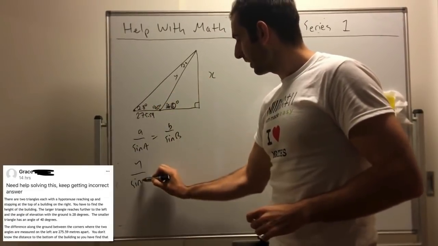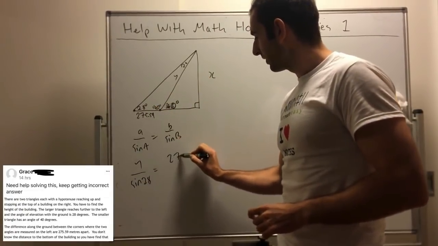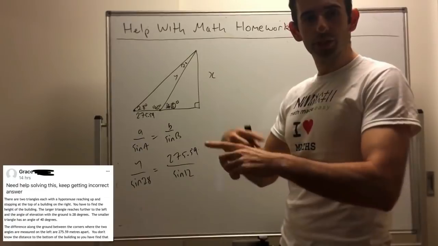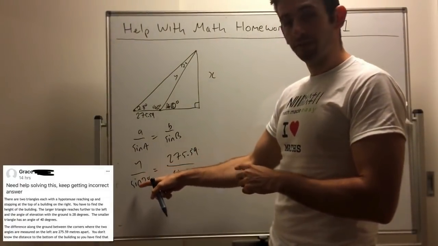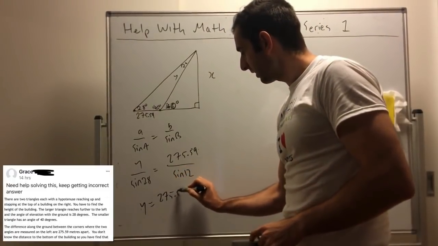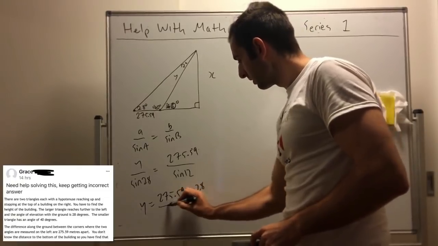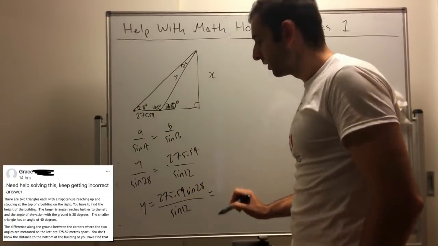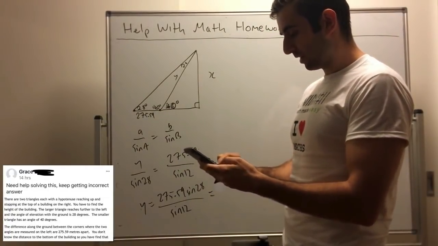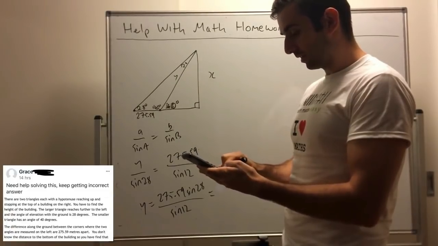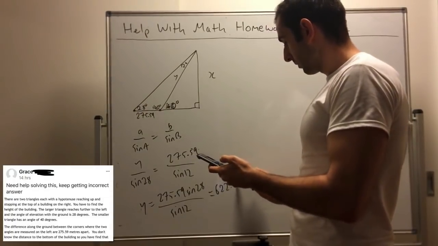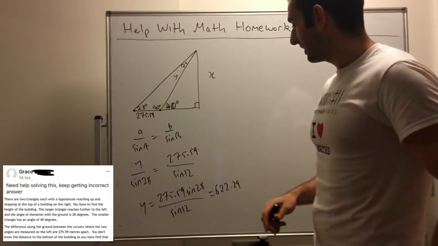So y goes with 28 degrees, 275.59 goes with 12 degrees. Right, and now we just solve for y, and all I will have to do is, it's dividing here, so to move it up here, I times it over. And at this stage, you just get your pocket calculator out and plug that in. Right, 275.59 sine 28 over sine 12. So we'll use two decimal places like the question's done. 622.9.